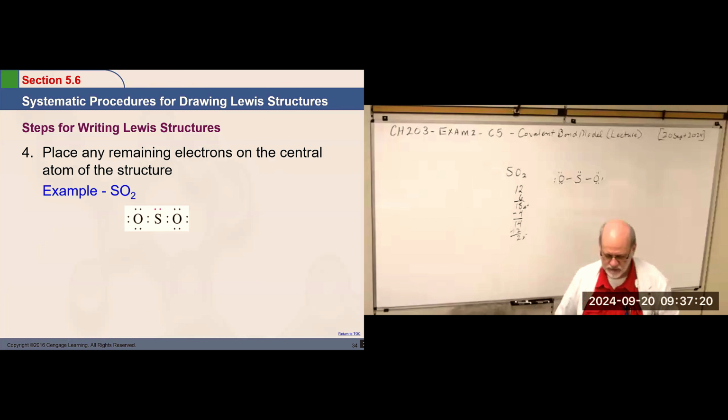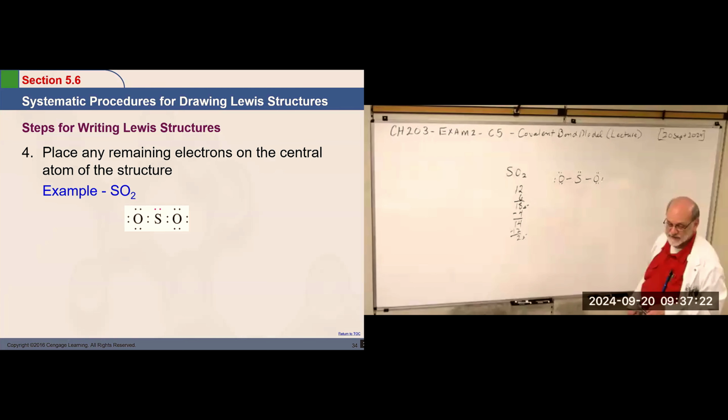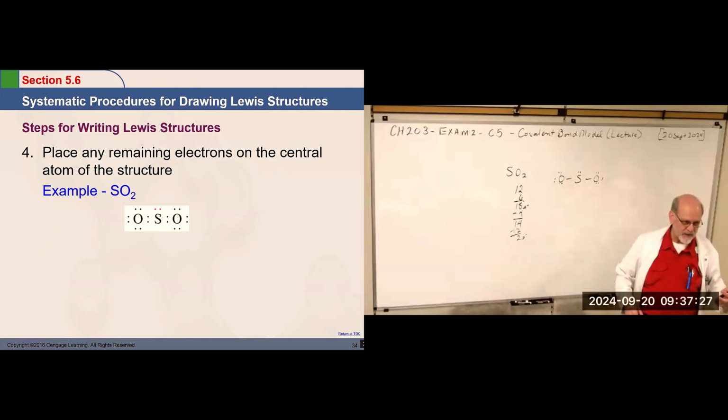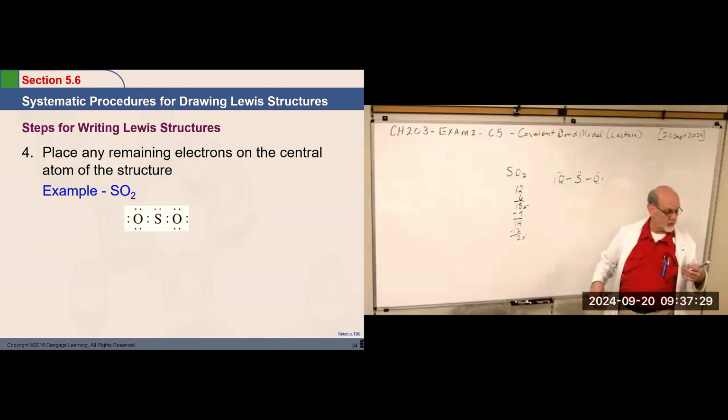So there you go. That's what you end up with. Now, instead of writing the pair of electrons, I put lines. I do that so that it's easy to tell what's bonding and what's not bonding. Right? These are bondings, those are non-bondings.